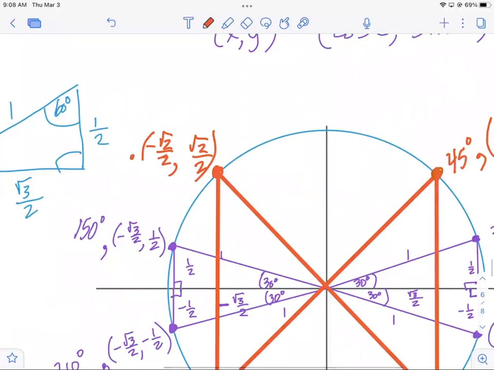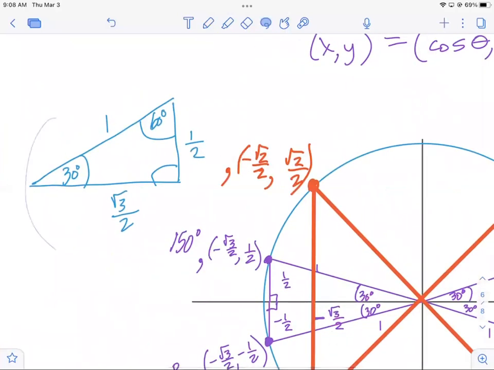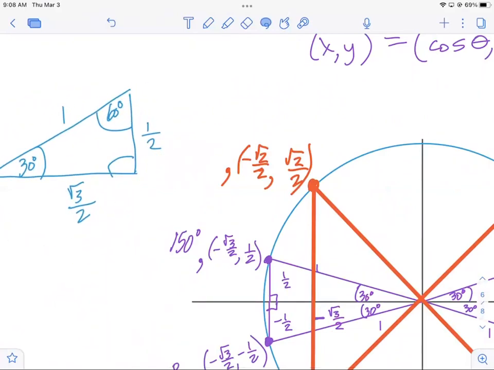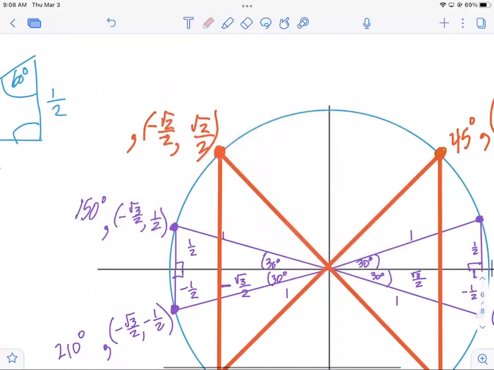What's the angle that gets me there if I stop 45 degrees short of 180 degrees? This reference angle down here is 45. So I got to stop 45 degrees short of 180. What's 180 minus 45? 135. Good. 135.